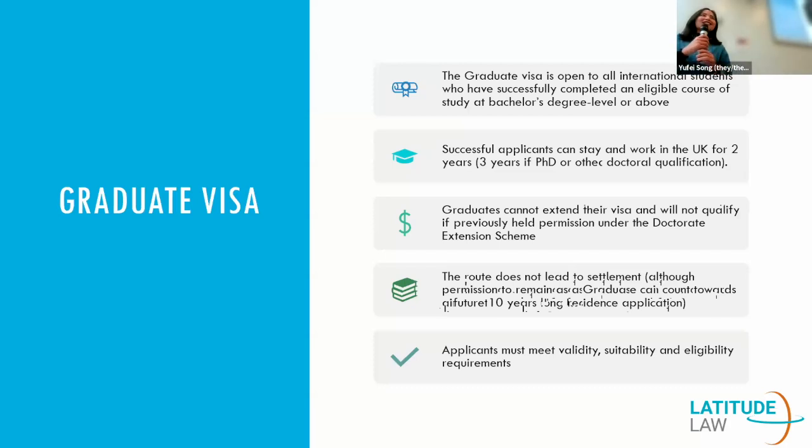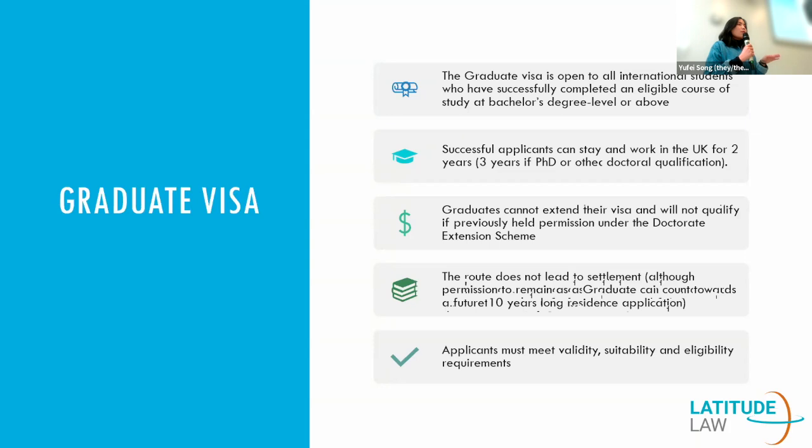Thank you very much, Mohammed, and hello everyone. My name is Nancy. I'm a senior caseworker at Latitude Law. Today I'm going to talk you through the graduate visa route. Most of you must be already familiar with this visa route. This is for an international student who has achieved at least a bachelor degree in the UK to apply, and they can stay in the UK for a further 2 or 3 years. So 2 years if you've achieved a bachelor's or master's degree, and 3 years if you've achieved a PhD degree.